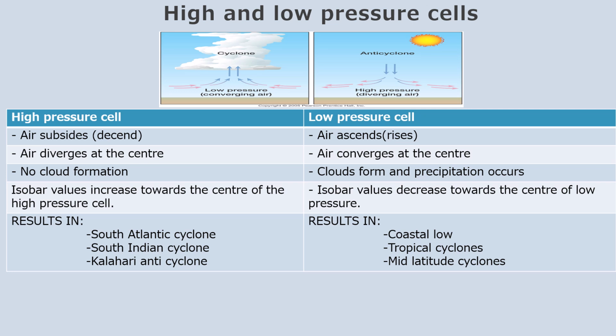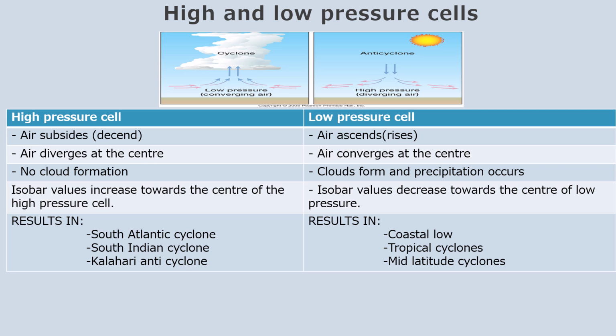Okay, then let's check the second point under both the high pressure cell and the low pressure cell. Under the high pressure cell, the air diverges from the center, while under the low pressure cell, the air converges at the center. We're going to get details on this one later.